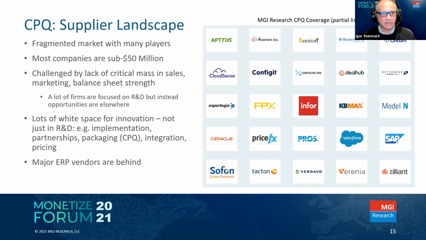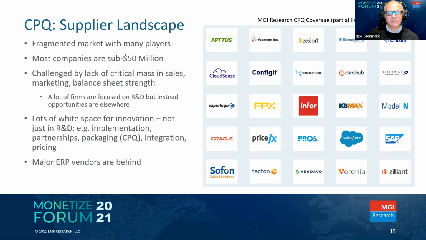The landscape of CPQ suppliers is extremely fragmented, despite the significant footprint that Salesforce has in this space in terms of a mass market CPQ solution. Most companies are sub $50 million in revenue every year, and many are smaller than even $10 million a year. As a result, many of them lack critical mass in sales and marketing budgets, and oftentimes they may not have balance sheet strength. And being so small puts the implementation effort squarely onto them, because very few systems integrators want to engage with a company that is that small. So there's lots of opportunity for innovation for vendors, not just in R&D, but in implementation, partnership, and packaging.